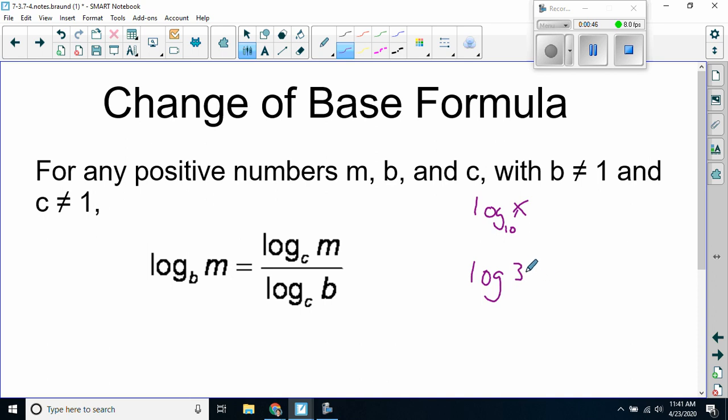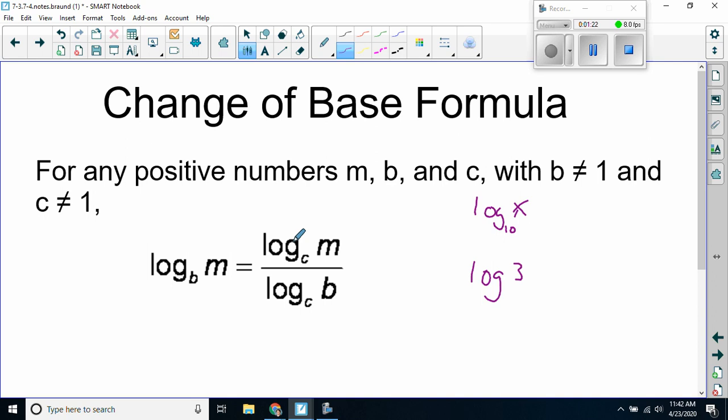So if you want to type in something that is not base 10, you have to use this change of base formula. In order to use your calculator, you're going to have to do the log of the number divided by the log of the base. In this formula, there's this little c right here because technically you can change it to any base that you want. If you want to go from a base 5 to a base 3, then you would do log base 3 of m over log base 3 of b. So you can change it to any base, but we're only going to change it to log base 10 for the purpose of using our calculators.